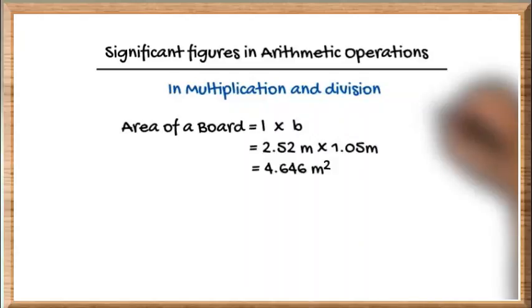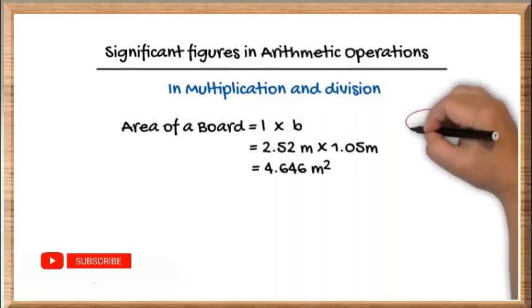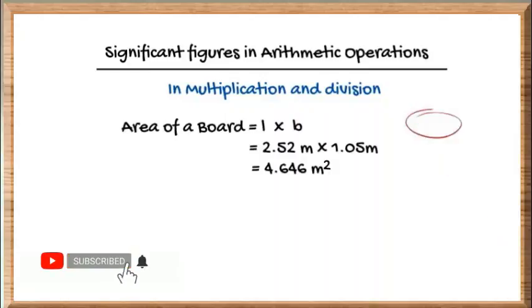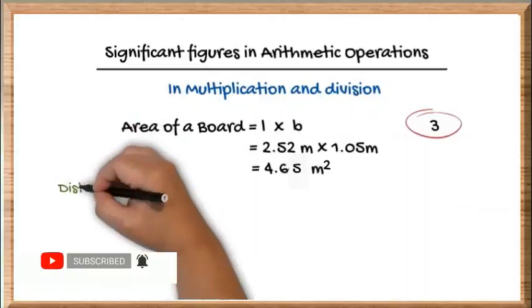So here if we see the minimum significant figures in both length and width is 3. So your answer should have 3 significant figures and 6 has to be rounded off. So your answer will be 4.65 meters square.